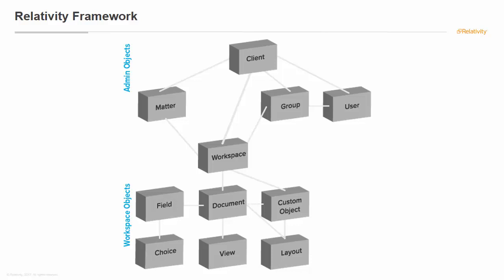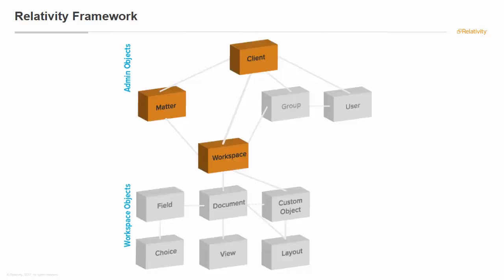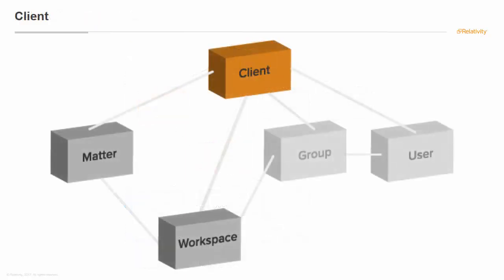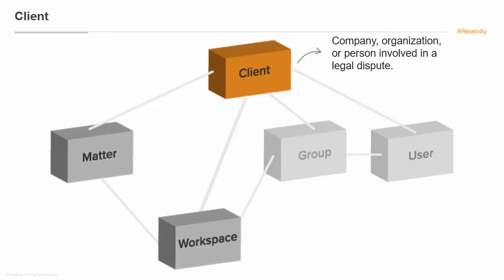In Relativity, objects are workspace items that store information and connect to other workspace objects. This diagram represents the standard objects that make up the Relativity document review platform and displays how they are connected to one another. For this video, we'll focus on the client, the matter, and the workspace objects and how they relate to one another. The client is a company, organization, or person involved in a legal dispute.